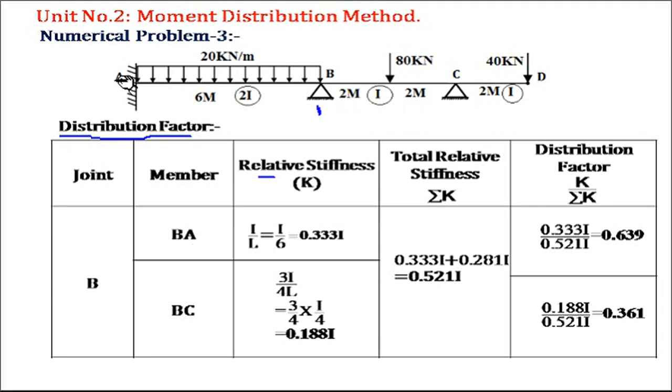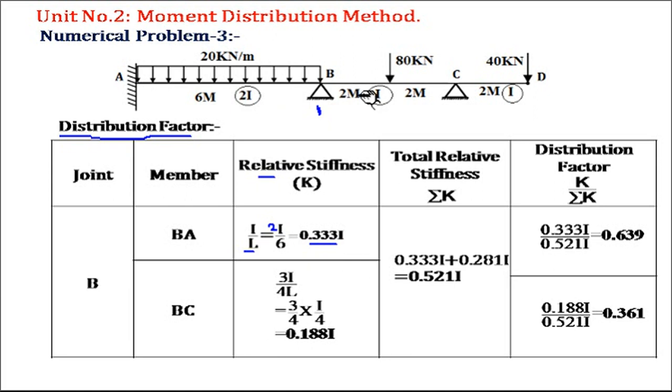At joint B, two members are connecting, BA and BC. From B to A, the far end is fixed. When the far end is fixed, the relative stiffness value is I upon L. Here the moment of inertia is 2I and the length of the member is 6. So 2I divided by 6, this value is 0.333I.